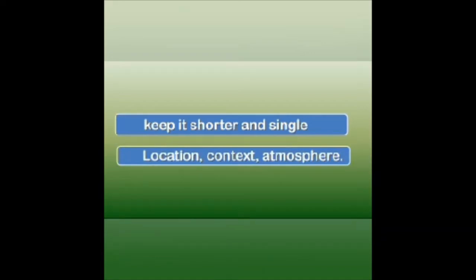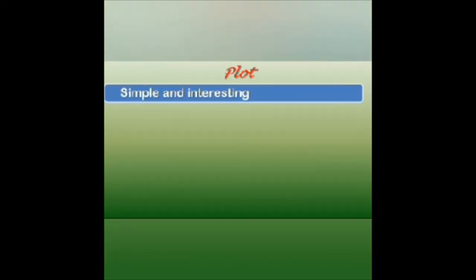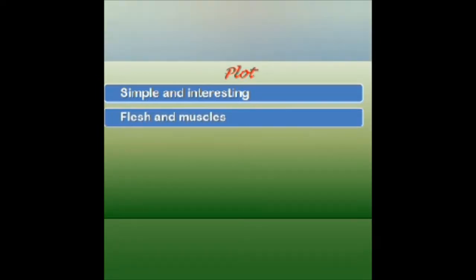Now, the next element is plot. The plot should be simple and interesting at the same time. Remember, it should be simple but interesting. This is the flesh and muscles of the whole story. So the whole story revolves around the plot. So I suggest you not make it too complicated to understand. This includes the start, body, and end. So this is the basic outline of the story.